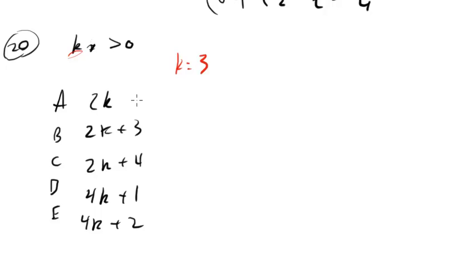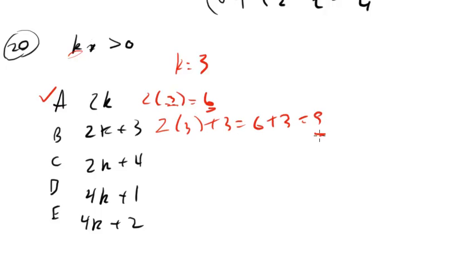So 2 times k, that'll be 2 times 3 is 6. Now, is that an even integer? Yes. So that's good. Is it an even integer that is twice the value of an odd integer? Well, yeah, it's twice the value of 3, which is an odd integer, so this works. How about here? 2 times 3 plus 3. That's 6 plus 3, which is 9. That's an odd integer. We're automatically disqualified.